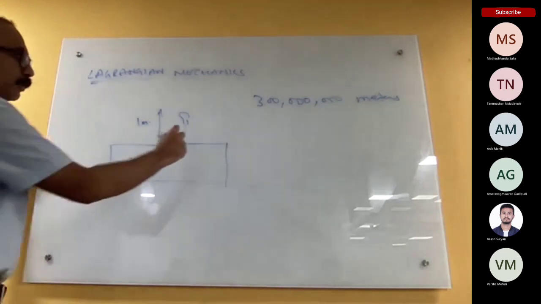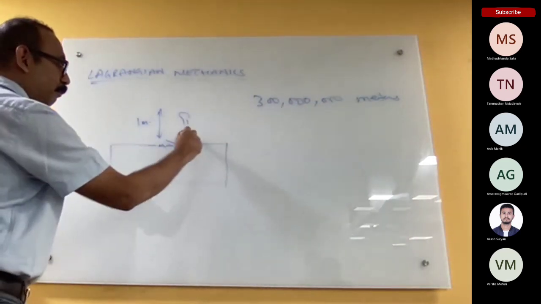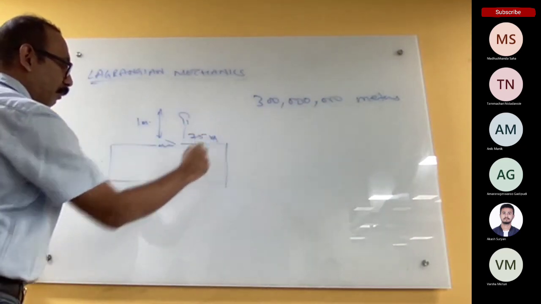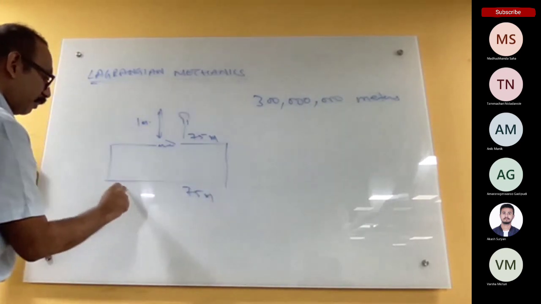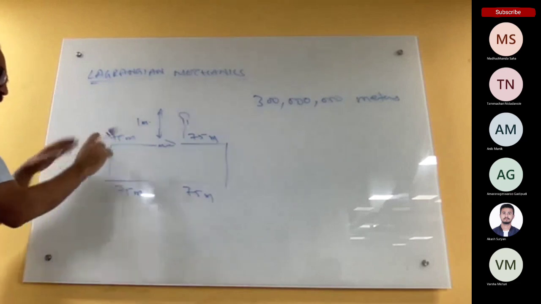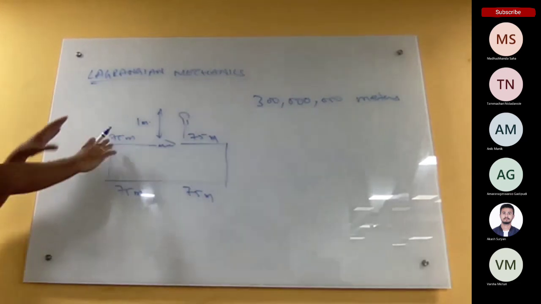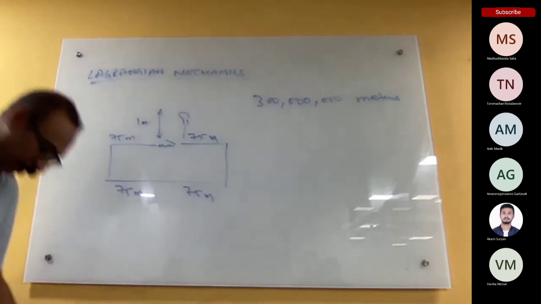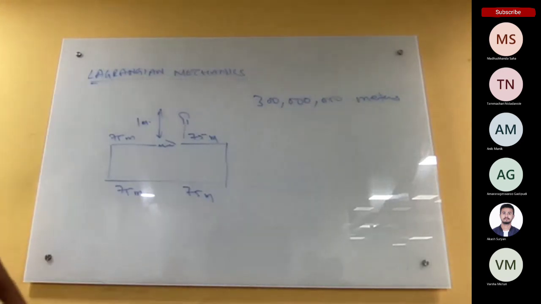So divide it accordingly. This is 1/4 of it. This is some 75 million. This is 75 million. This is 75 million. And this is 75 million. Maybe a little bit of distance here, but this distance is probably not too much, maybe very less. Think about it like this.